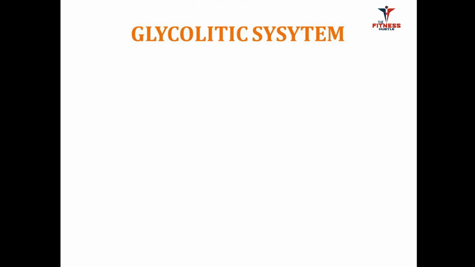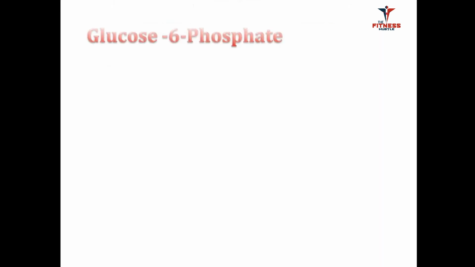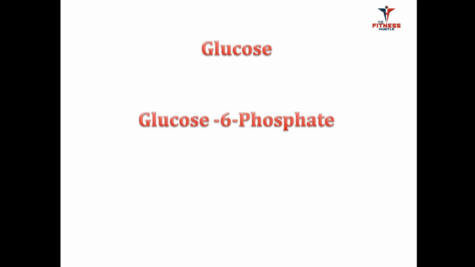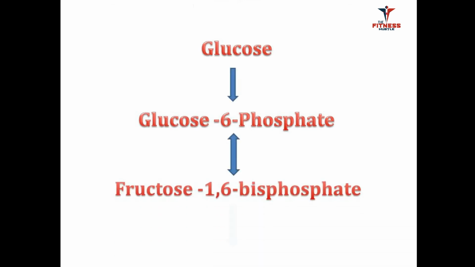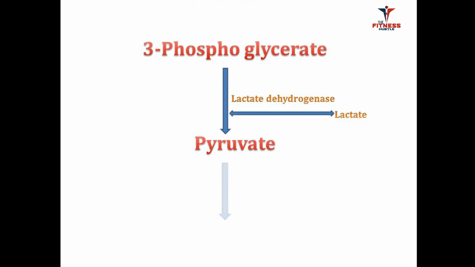The glycolytic system. This is a 10 enzyme stage catalyst system in which one molecule of glucose gets broken down into 3 carbon compounds. This system takes place inside the cytoplasm of the cell. The end product is pyruvate, which enters the Krebs cycle. The glucose gets converted into fructose, and with the help of enzymes, the isomers, the phosphoglycerate, and finally the pyruvate is formed. In aerobic conditions, the pyruvate is non-lactate, and in anaerobic conditions, the system is lactate.